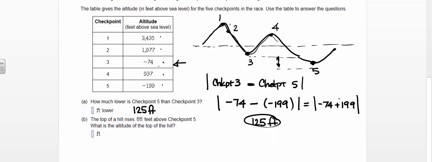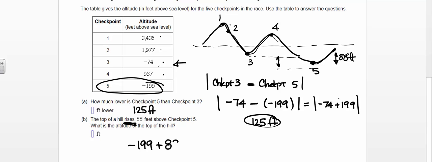The second part of this question asks us, so now let's say from checkpoint 5 we know that it rises again 88 feet above checkpoint 5. So what we're going to do is we're going to take checkpoint 5 and we're rising, and so rising implies adding feet to it. So we're going to take the altitude of checkpoint 5, which is negative 199, and we're going to add 88 feet to that.